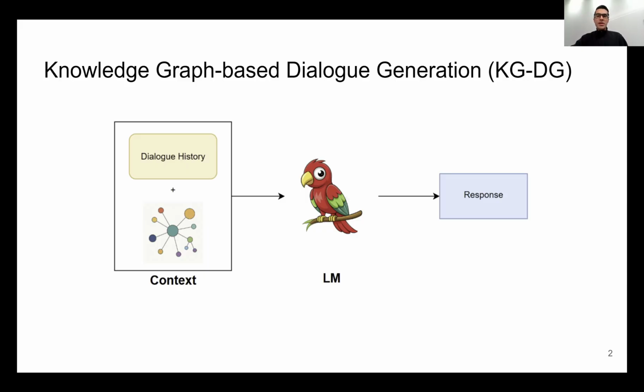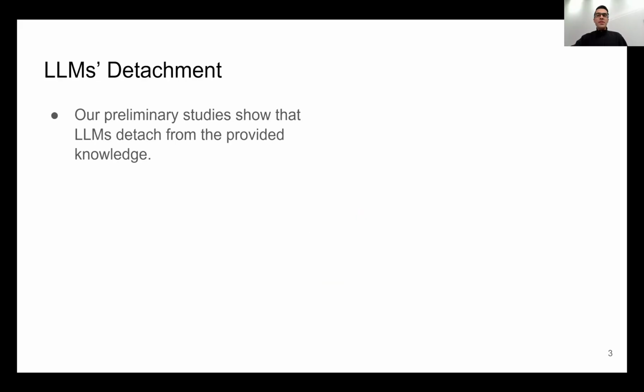Knowledge graph-based dialogue generation is the task of generating responses based on a retrieved subgraph, conditioned on dialogue history. Our preliminary studies show that LLMs detach from the provided context in KGDG.